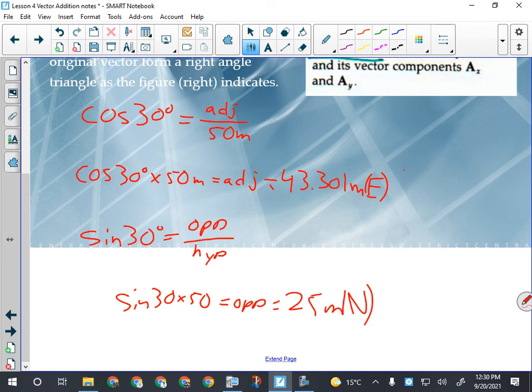Are you impressed? I just did trig in my head. Don't be impressed. The sine of 30 is 0.5. It's just one of those I've memorized. I use 30 degrees all the time because it's one I remember. It makes me feel cool, which tells you how nerdy I am, that trig can make me feel cool. Okay, 25 meters north.